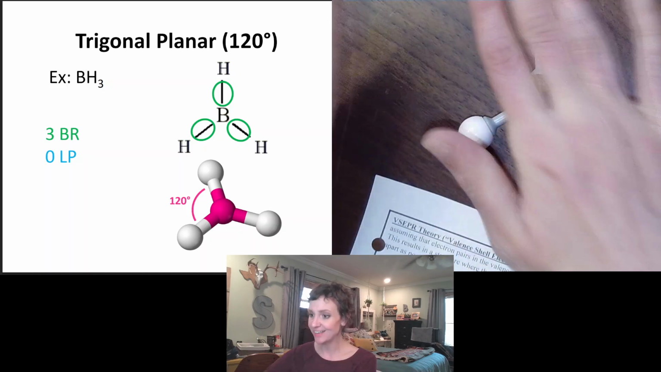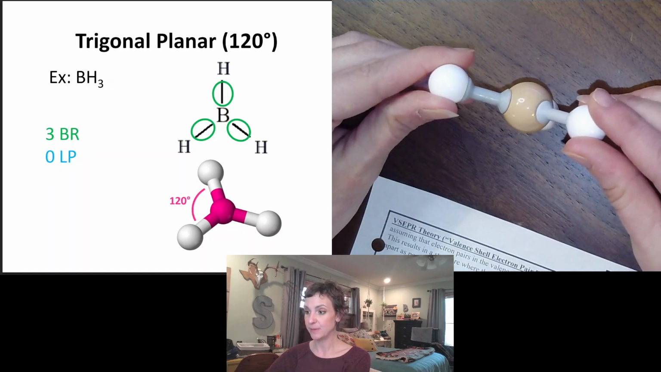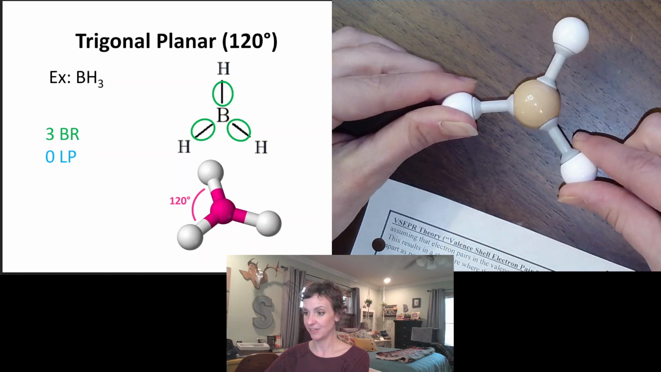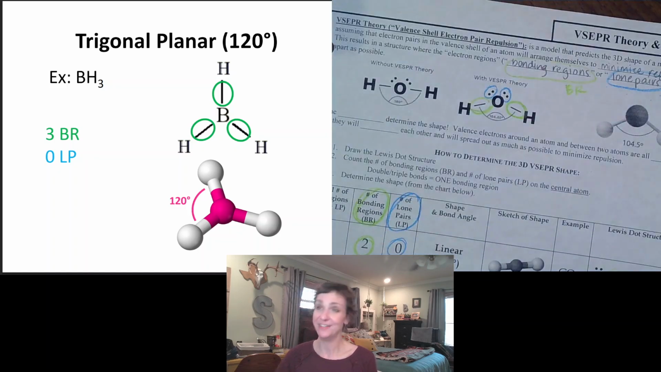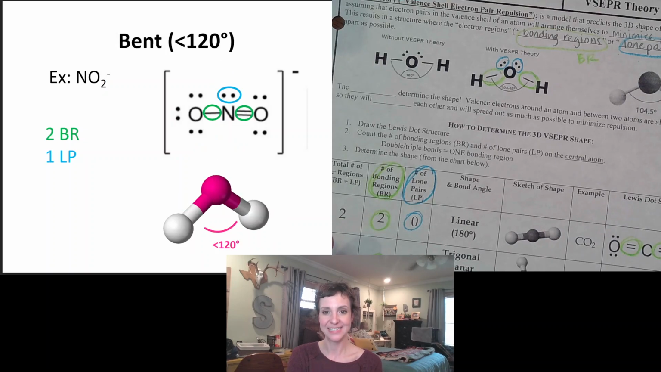They call it trigonal planar because plane, he's flat. So if I spin him and look at him from the side, he is completely two-dimensional, which is really cool. So my two-dimensional VSEPR shape is my trigonal planar one. Okay, let's see what the next shape is. Next shape is bent.